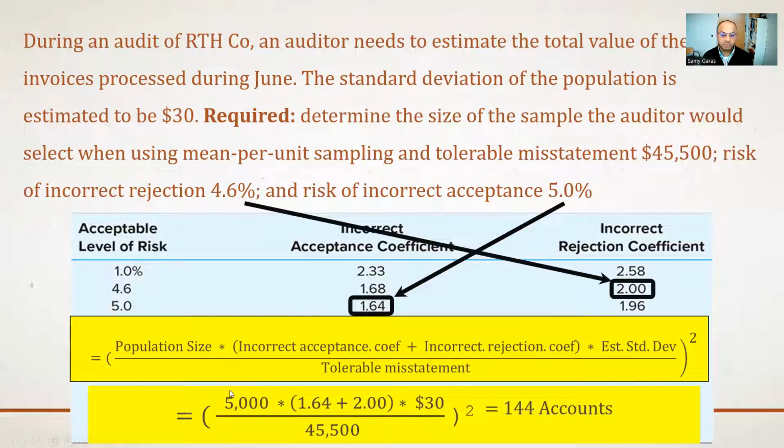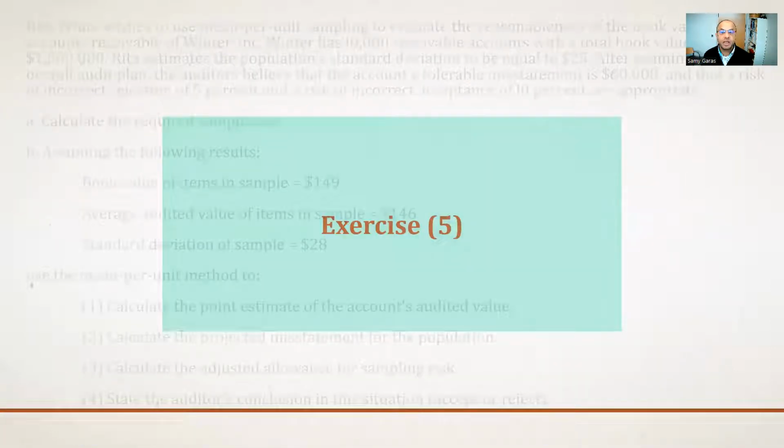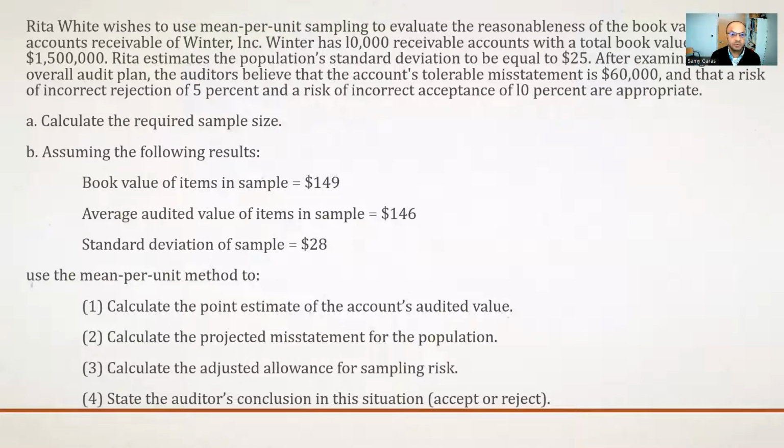So 5,000 is the population size times the incorrect acceptance 1.64 plus incorrect rejection 2 times 30 divided by 45,500 to the power of 2. We get 144 accounts. So this can tell you the sample size from 5,000 records is only 145 accounts.